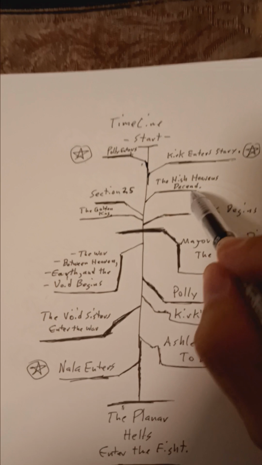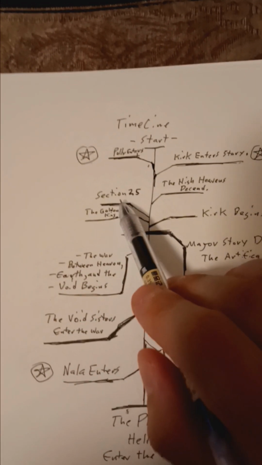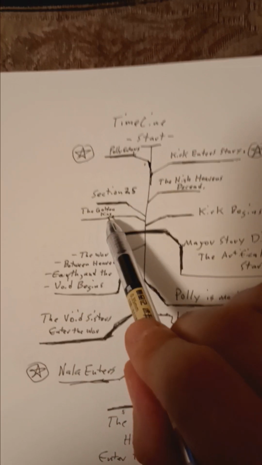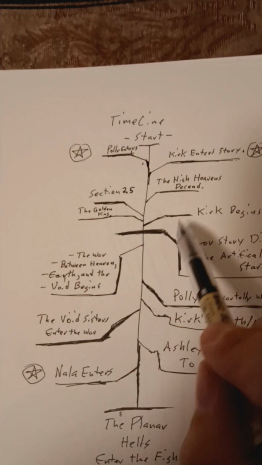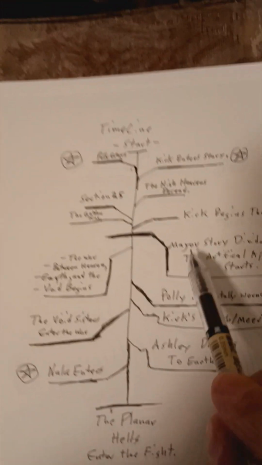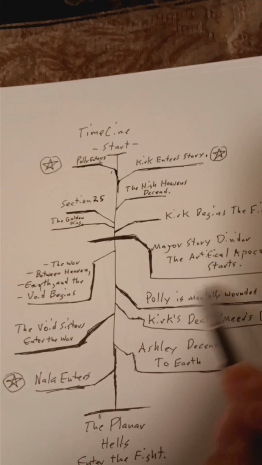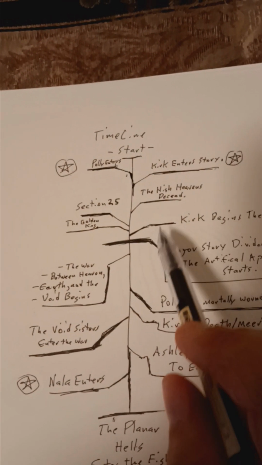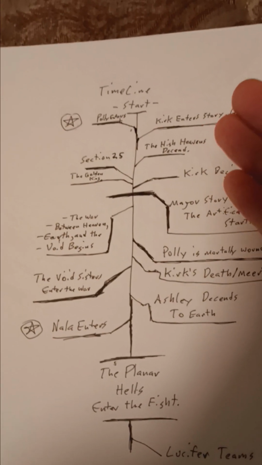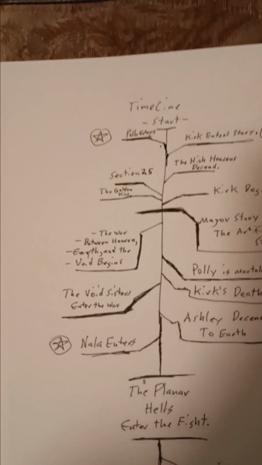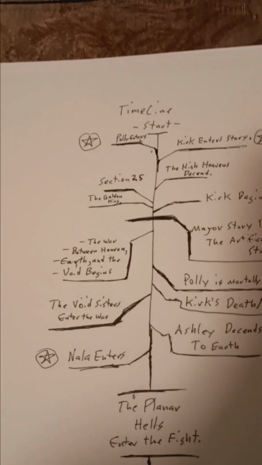Then the high heavens descend. Section 25 is assembled and is on active status at this point. Then the very big baddie, Golden King, comes in. Kirk begins the fight, and then the first major story divider, the artificial apocalypse, starts, brought on by the high heavens. Anyone who looks at this is going to know basically what's happening in the first part of the story. They don't know the smaller events and how these things connect, but they know basically what's going to happen, and that's very important.